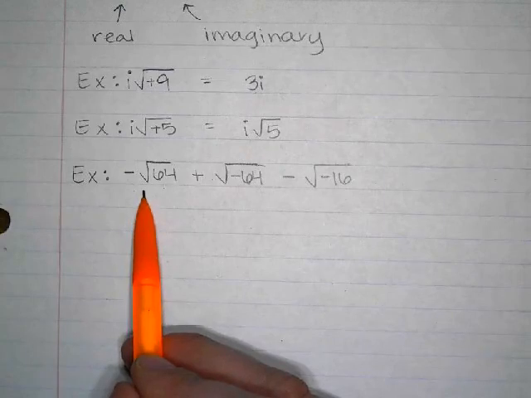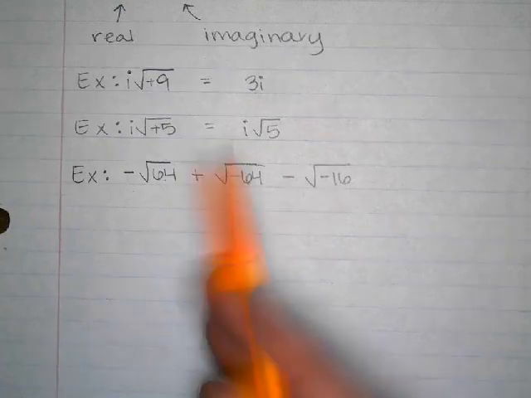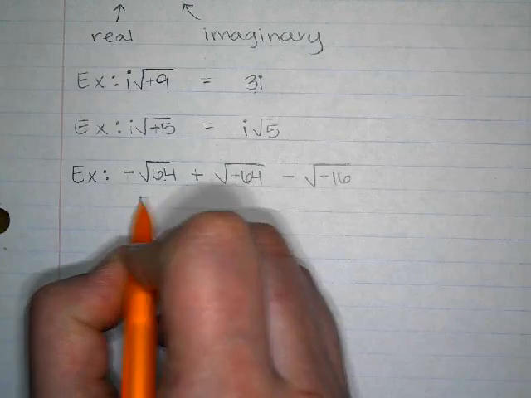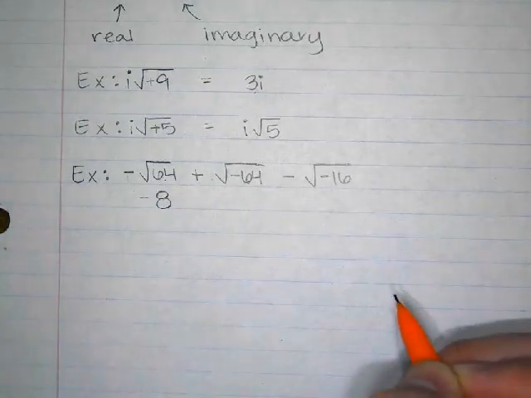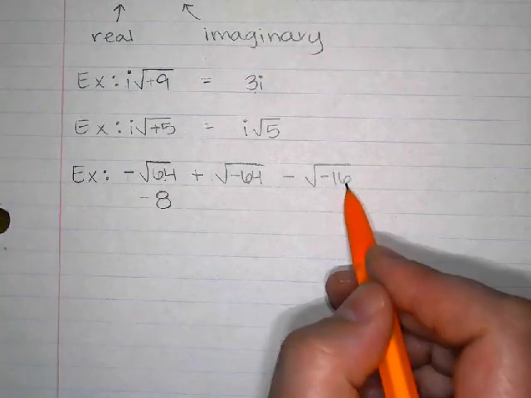-8. Okay, the square root of 64 is 8, so this is just -8. I'm so sorry. I thought that was a 16. There's a 16 over here, though. That's what you were thinking of. Okay.